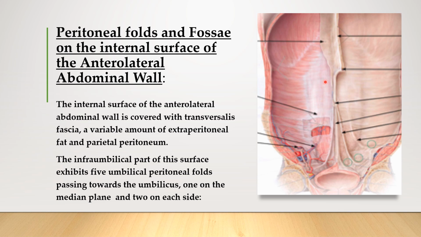And this is the umbilicus, and below this umbilicus, that is the infraumbilical part of this posterior surface of the anterior abdominal wall, it exhibits 5 umbilical peritoneal folds. So there are 5 peritoneal folds present on the infraumbilical part of the posterior surface of this anterolateral abdominal wall. One in the median plane and 2 on each side. So this is the peritoneal fold present in the median plane, and 2 folds on each side of this median plane.